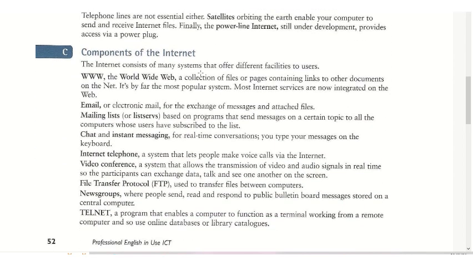C. Components of the Internet. The Internet consists of many systems that offer different facilities to users. WWW, the World Wide Web, a collection of files, pages containing links to other documents on the net. It's by far the most popular system. Most internet services are now integrated on the web.